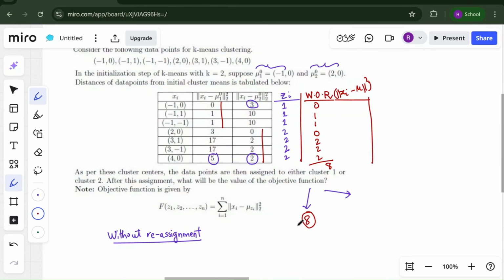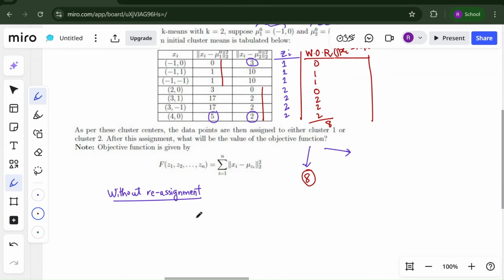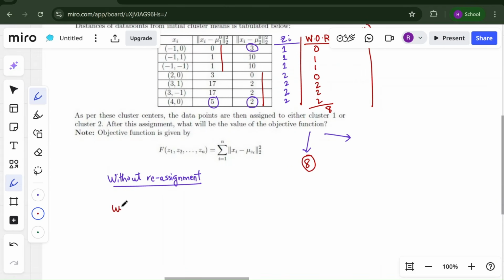If you're not reassigning. So if you're reassigning, then it will change slightly. I think it will be 6 or something from what I remember. But yeah, you guys can try it out. It's very straightforward. It's a little computationally hectic, but straightforward. What you have to do is update the means. So okay, I'll just mention it with recomputation.